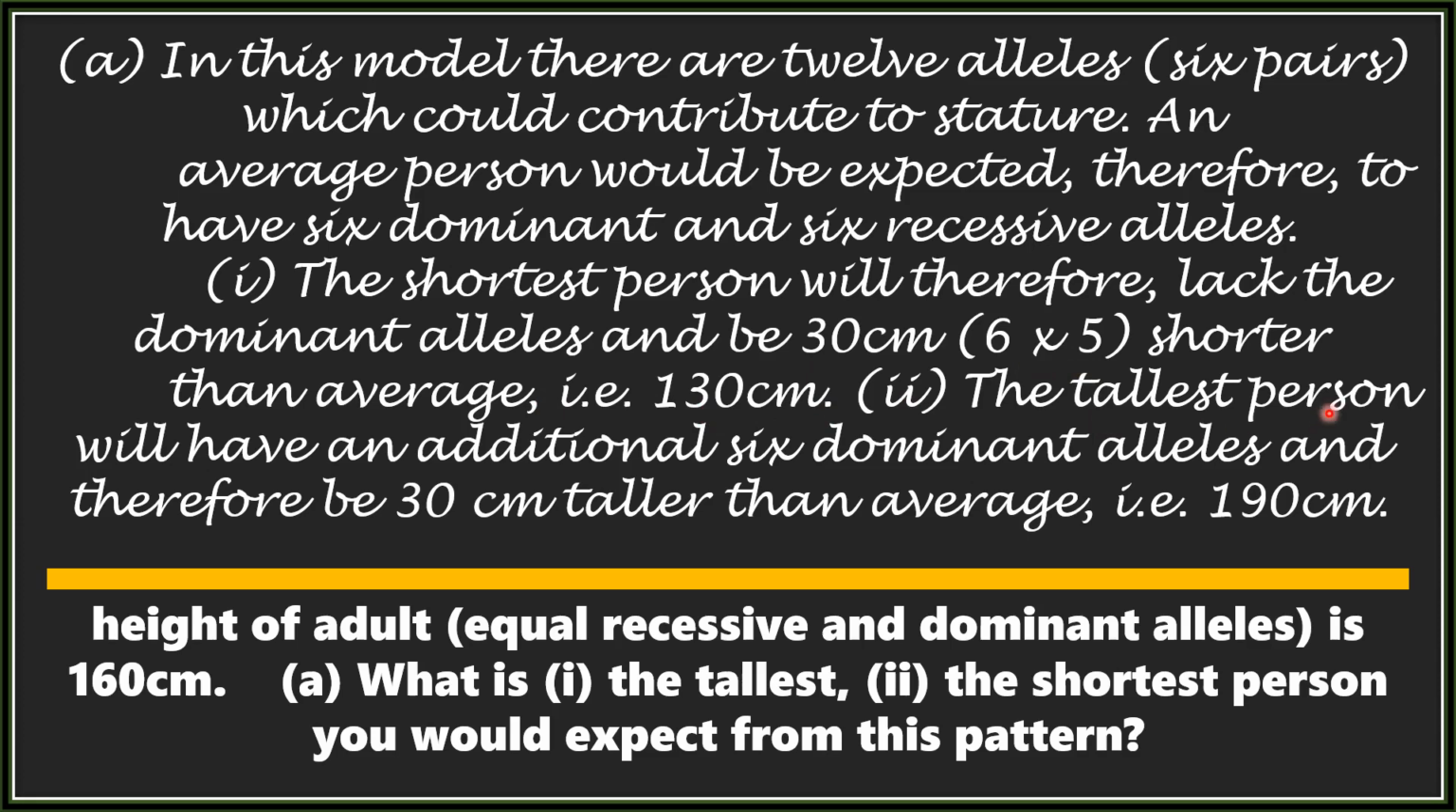The tallest person will have an addition of 6 dominant alleles and therefore be 30 centimeters taller than the average, that is 190 centimeters.